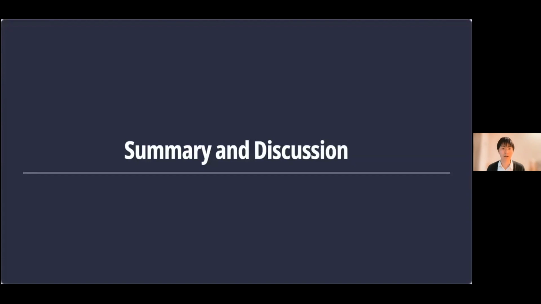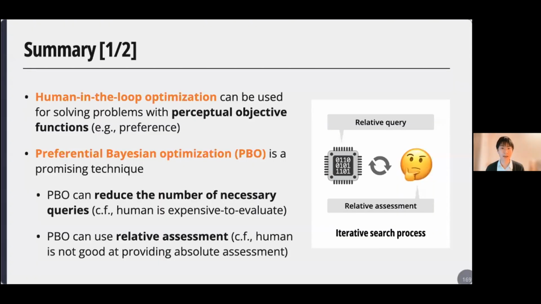Okay, so now let me summarize this talk. Today I talked about human-in-the-loop optimization, which can be used for solving problems with perceptual objective functions such as preference. And then I introduced preferential Bayesian optimization as a powerful technique for this purpose. It can reduce the number of necessary queries, which is important because humans are expensive to evaluate. And it can also use relative assessment, which is important when we ask humans to perform perceptual evaluation.